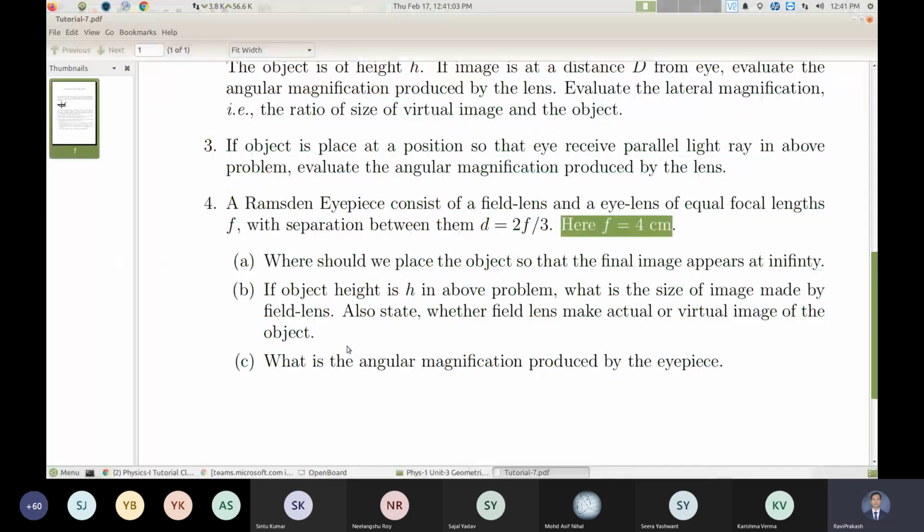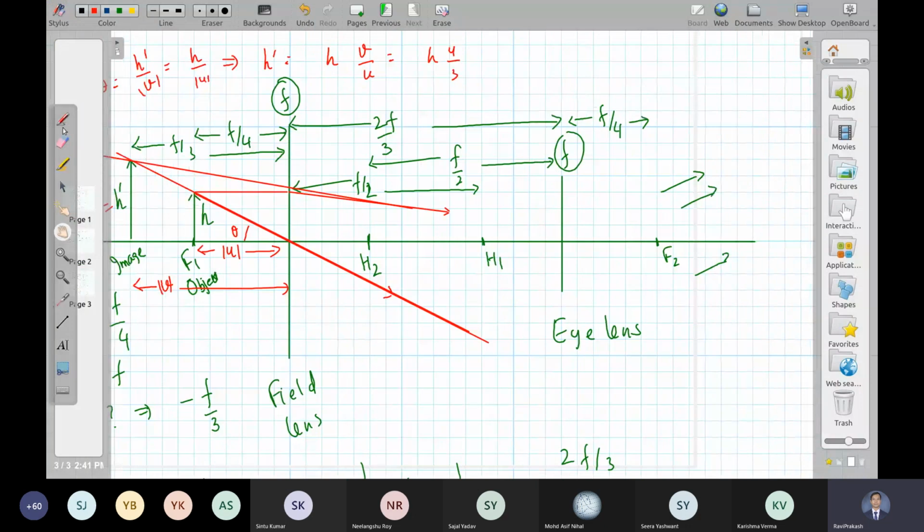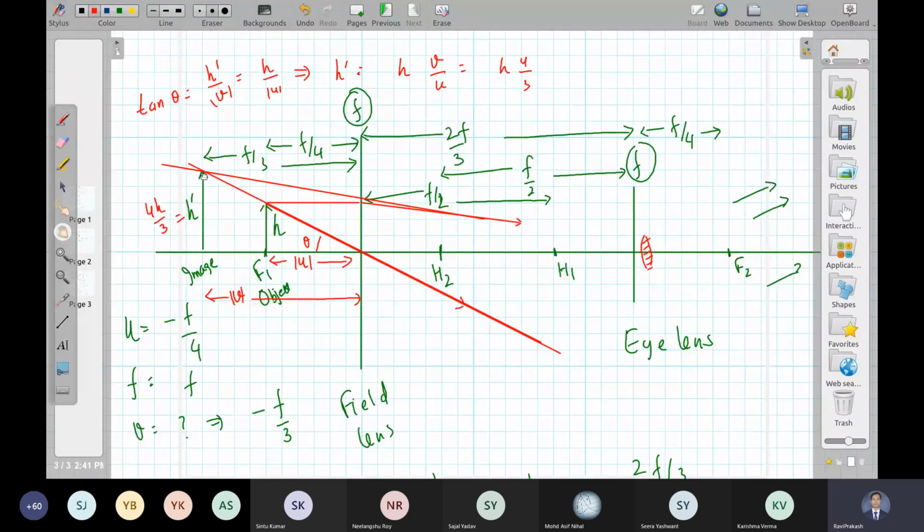What is the angular magnification produced by the eyepiece? If I place the eye just next to this eye lens, if we try to look from right behind this eye lens, what size of this object will you see?